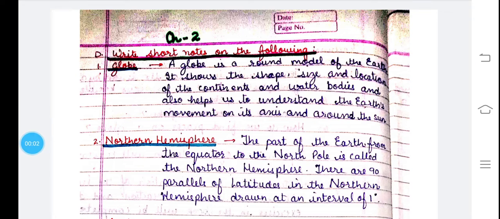Hello children. Today we will discuss the question answers of chapter 2, that is Parallels and Meridians. Here is a question. Write short notes on the following.